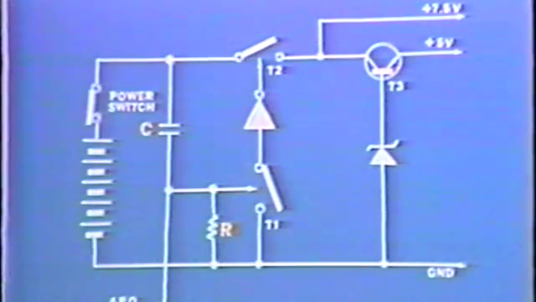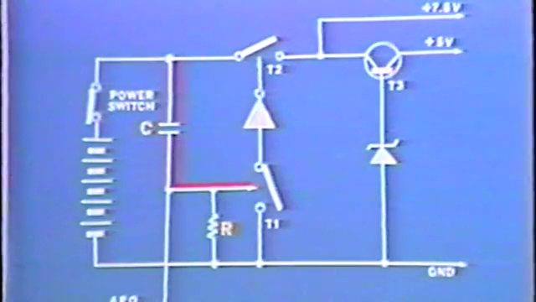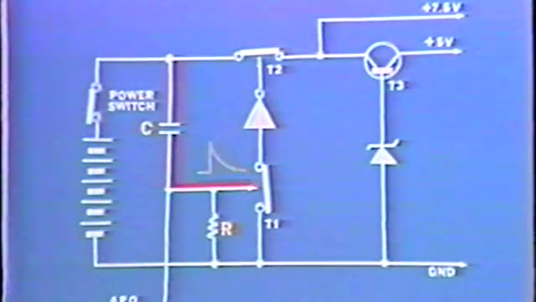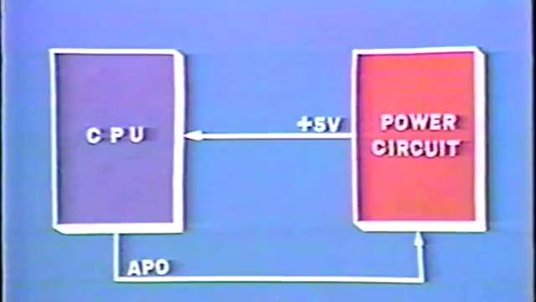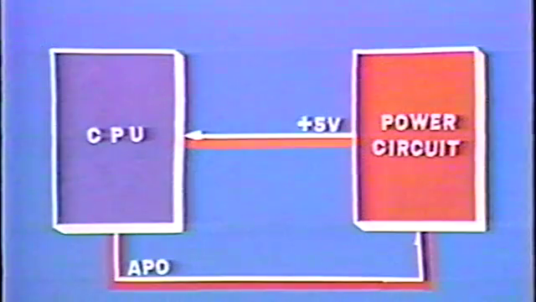When the power switch is turned on, the voltage from the battery passes through the C and R differential circuit and supplies a single pulse to turn on T1. When T1 turns on, T2 is also turned on. This 5 volts is then supplied by the power circuit to the CPU so the CPU can output the APO signal. This completes the explanation of the power circuit and also ends part 2.